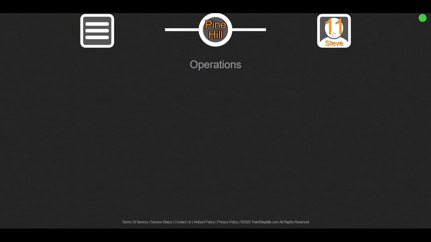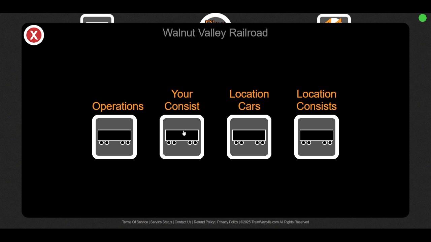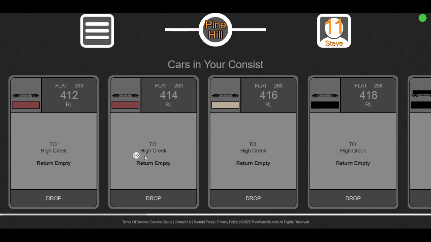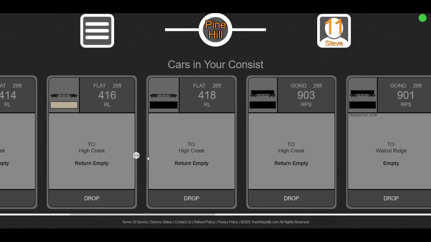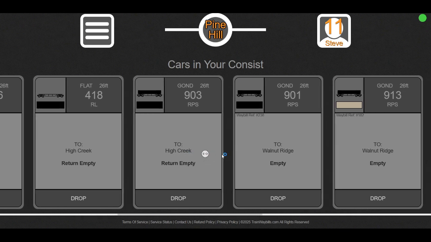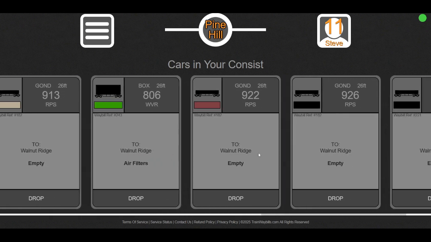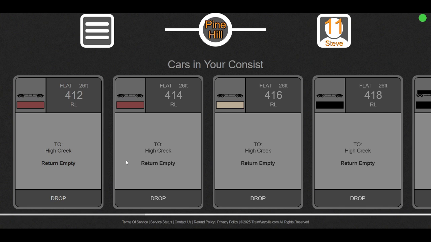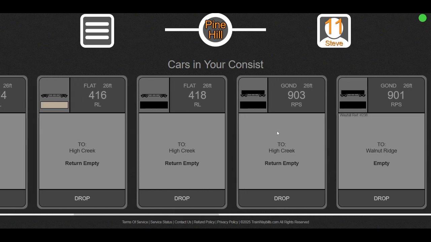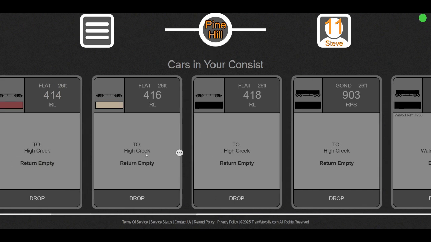So what we can do is we can go into our driver menu, go to your consist, and you can find these cars, High Creek, are all grouped together. So we know that all these cars are actually going westbound. All these Walnut Ridge ones will be coming with us eastbound. So what we can do is we can take these cars, the flat car, 412, 414, 416, 418, and this gondola, and we can basically drop them at this location and pick them up when we come back.